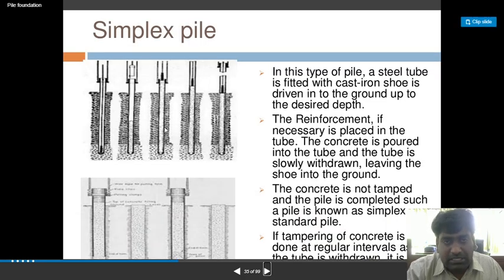So now I will discuss the simplex pile. In this type of pile, a steel tube fitted with a cast iron shoe is driven into the ground up to a desired depth. The reinforcement, if necessary, is placed in the tube. The concrete is poured into the tube and the tube is slowly withdrawn, leaving the shoe in the ground. The concrete is not tamped and the pile is completed. Such a pile is known as a simplex standard pile. If tamping of the concrete is done at regular intervals, the tube is withdrawn.